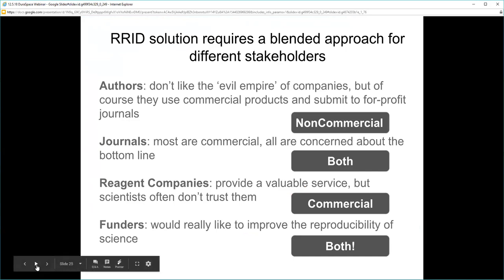And funders, of course, would love to make sure that all of the papers that are published, no matter where they're published, have improved reproducibility in terms of the science that they fund. Whether that is, again, in a closed journal, an open journal, or anything else, that data should be reproducible.